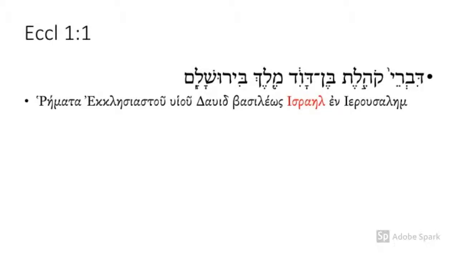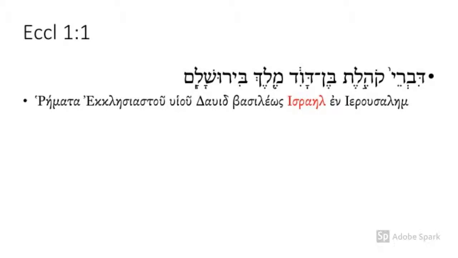However, the Septuagint provides a slightly different reading. It reads the words of Ecclesiastes, son of David, king of Israel in Jerusalem. The Septuagint contains a variant, in this case a plus reading, since it contains the word Israel, which the Masoretic text does not have.